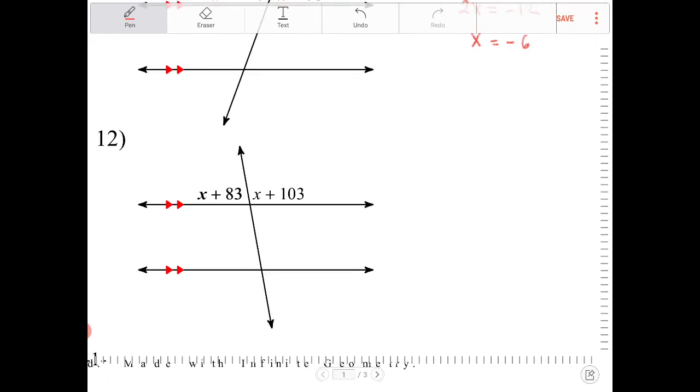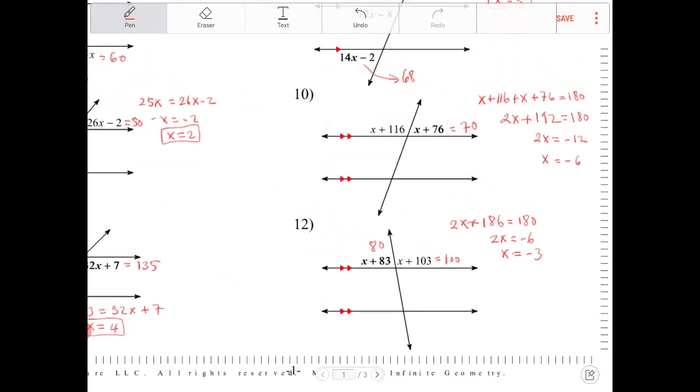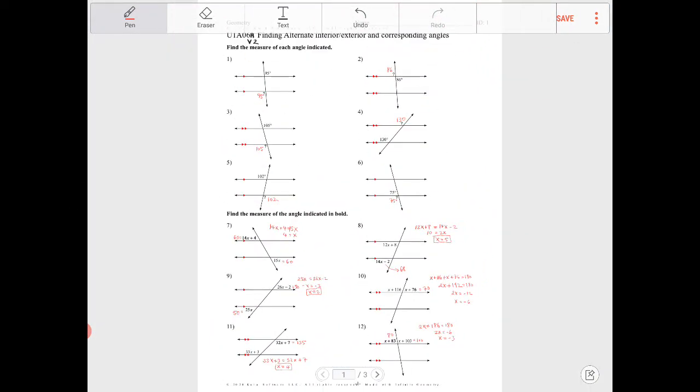These are linear pairs, so combining like terms, I add them together, they should add up to 180, so this is 2x plus 186 is equal to 180. Subtract both sides by 186, I end up with 2x is equal to negative 6, or x is equal to negative 3. By placing it in, this is equal to 100, therefore this is 80, this guy right here. Moving on.